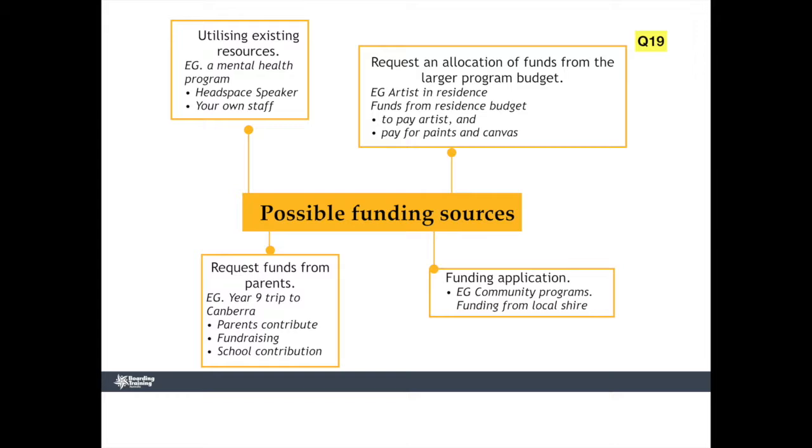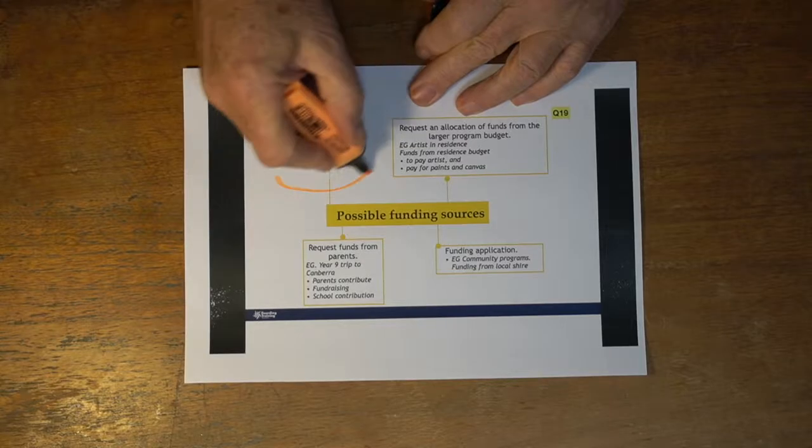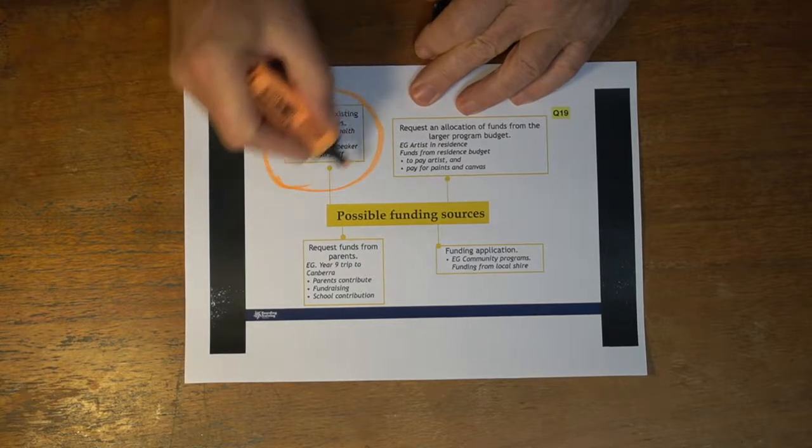If you're planning a program, you're going to need funding. You're going to need money to run programs, and where is that going to come from? You could use existing resources. So for example, for mental health information program, you might use a Headspace volunteer plus your own staff.